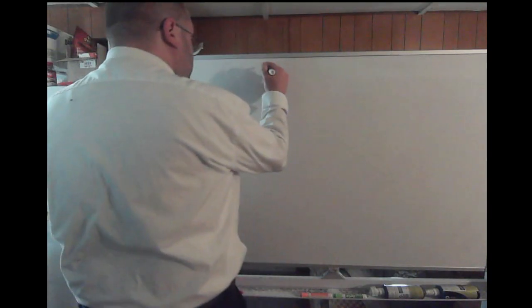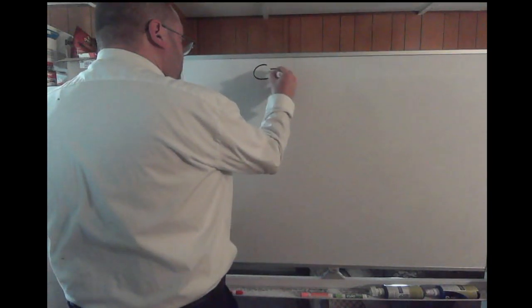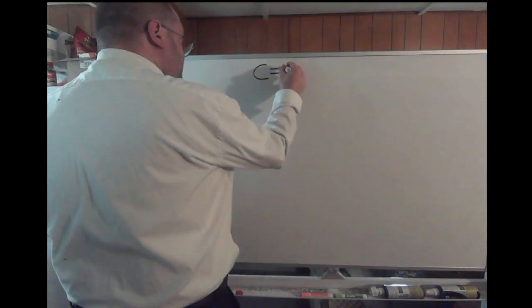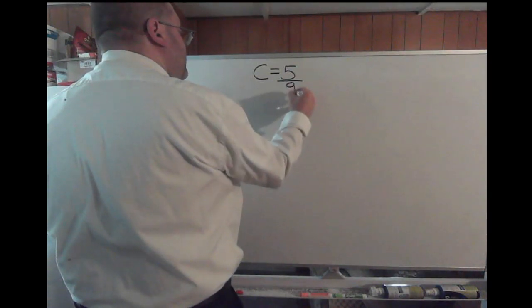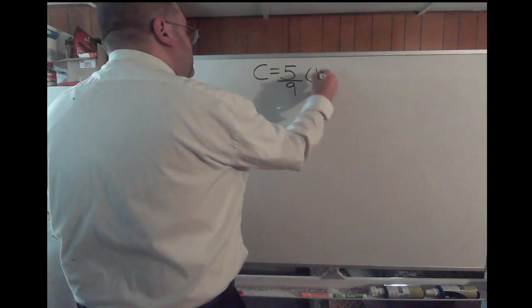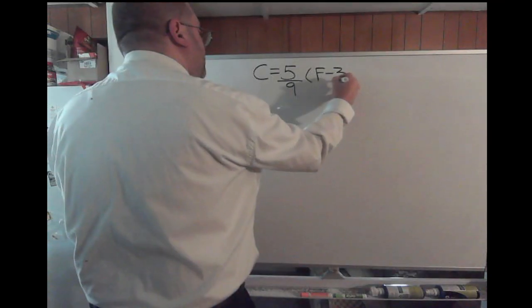Alright. Here's a useful one. The formula for converting Fahrenheit to Celsius. Celsius equals 5/9 times Fahrenheit minus 32.